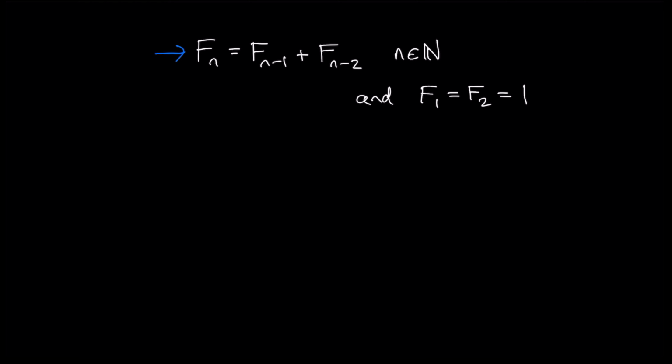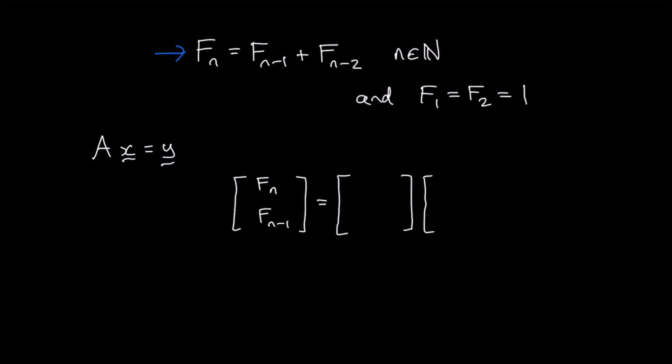So we want to rewrite this as a matrix equation. So we want some matrix times some vector is equal to some other vector, and we want that equation to capture this recursive formula. So to do that, we'll start with a column vector which contains the nth term in the Fibonacci sequence and the n minus 1th term. And we want this to be equal to some 2 by 2 matrix multiplied with column vector fn minus 1, fn minus 2.